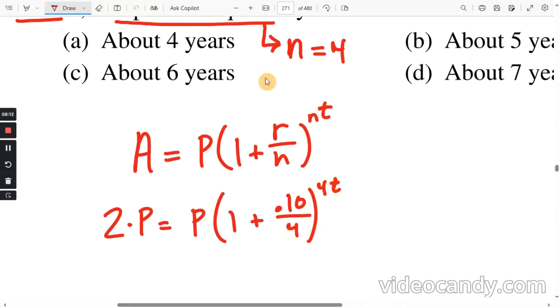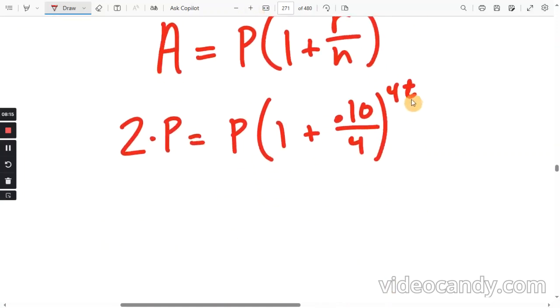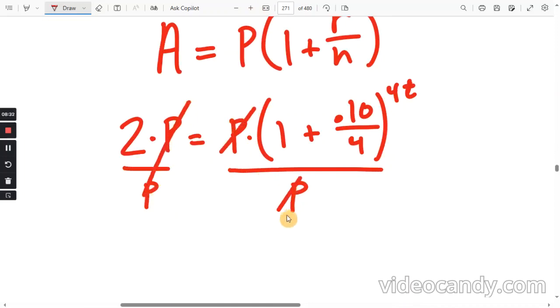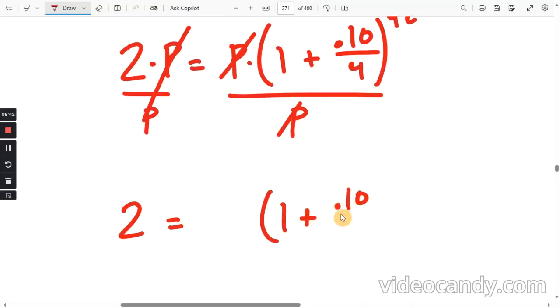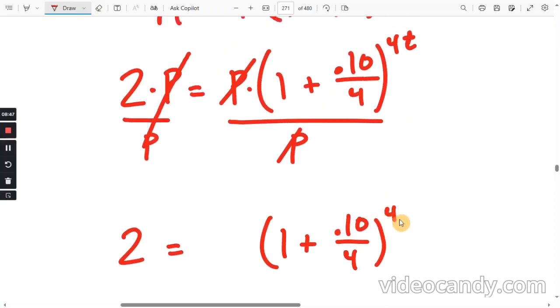All right, so we want to isolate that exponent, t. We need to do the log on this and use the power rule, but we have this P in the way. What do we do? Since it's times P, do the opposite. Just divide both sides by P. Cancels here, cancels here. P divided by P. We're left with 2 equals 1 plus 0.10 divided by 4, to the power of 4t.